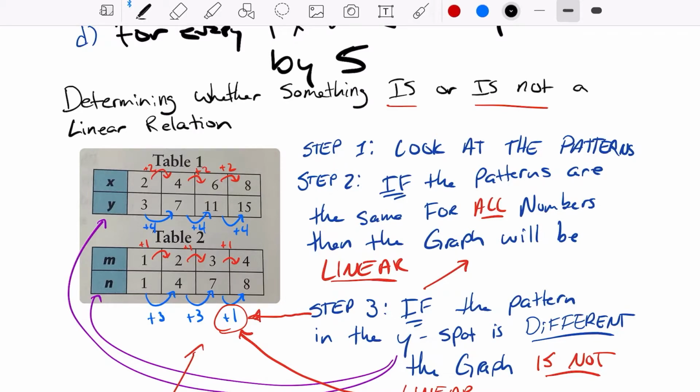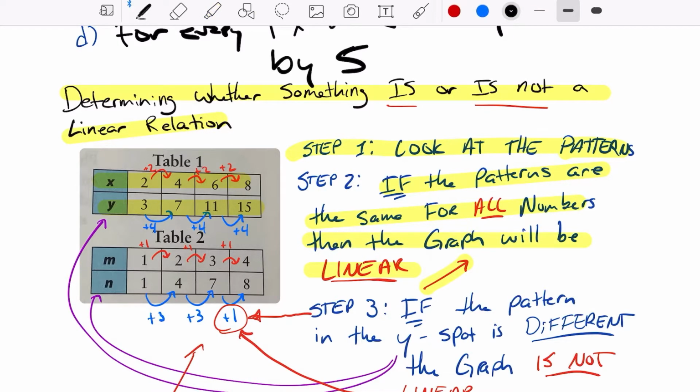So the next part here that you'll do in your textbook is determining whether something is or isn't a linear relation. And this is super important, all right? We want to know whether something's a straight line or not a straight line. That's what that means, okay? So the first step is to look at the pattern in the table that you've been given. That's what we're doing right now. If the patterns are the same for every number, then the graph will be linear. It will be a straight line.